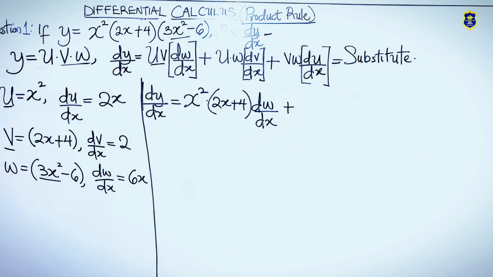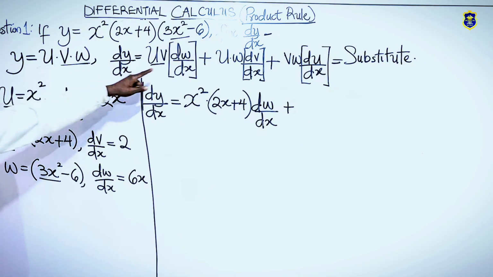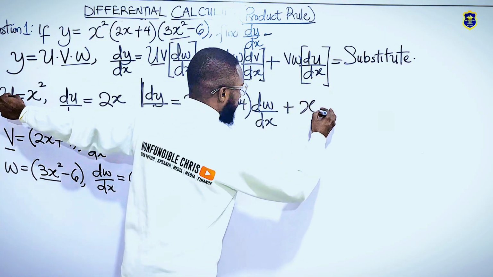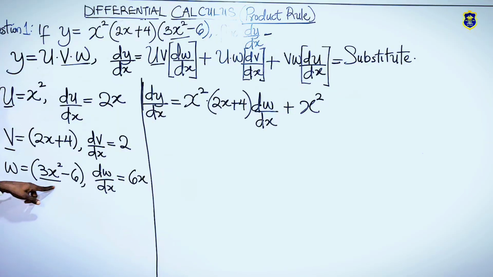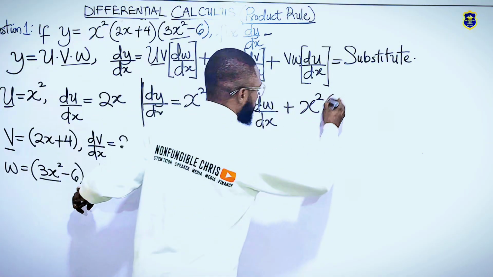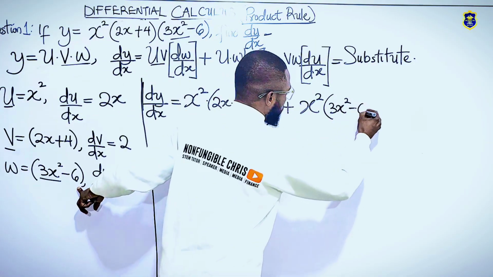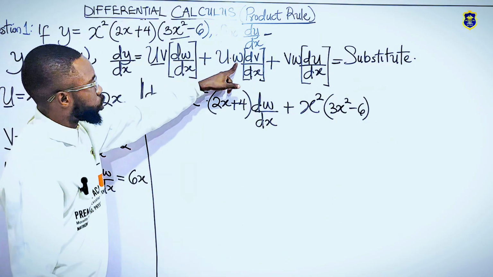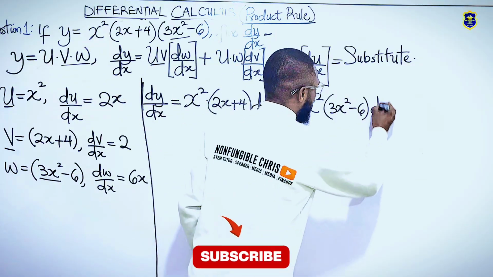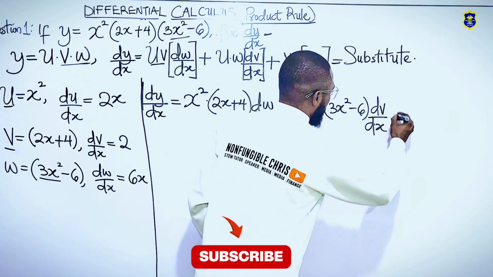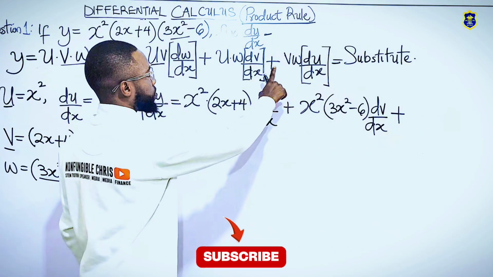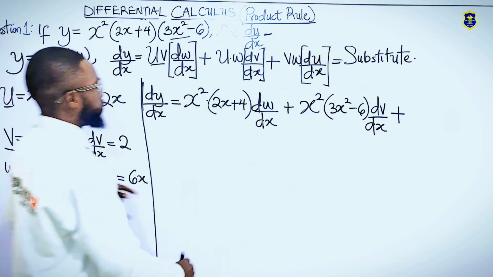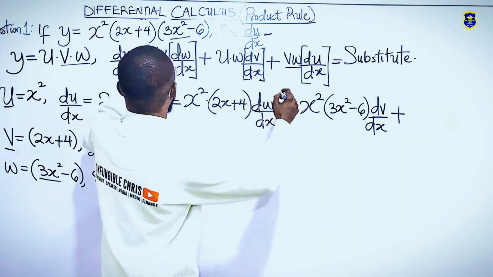That's the first one. So the second one becomes what? The second one is uw. So we use our u, x squared, and w is what? 3x squared minus 6. Right? This is u and this is w. And then for uw, we have dv/dx. Next we have plus vw, this is our v and this is our w.